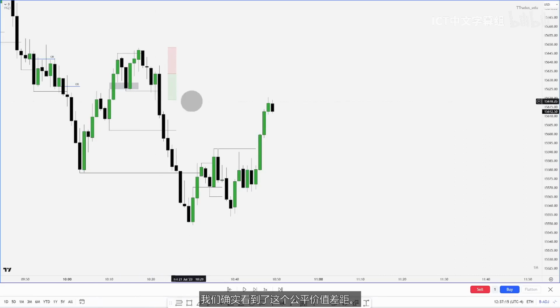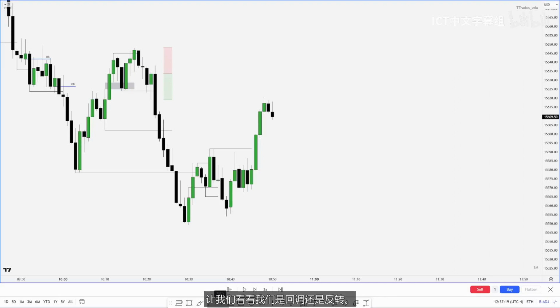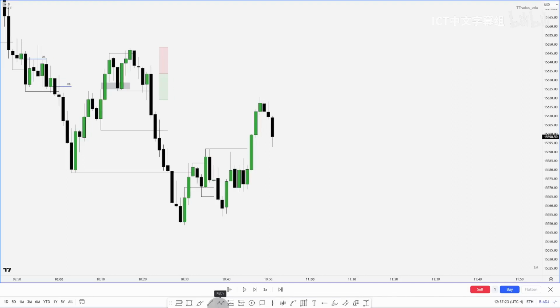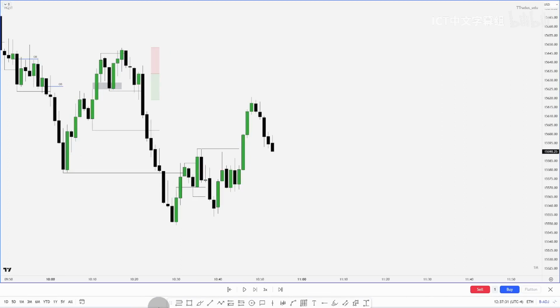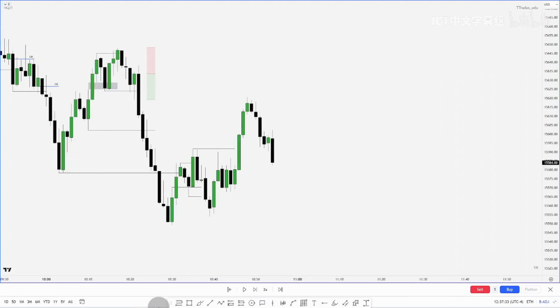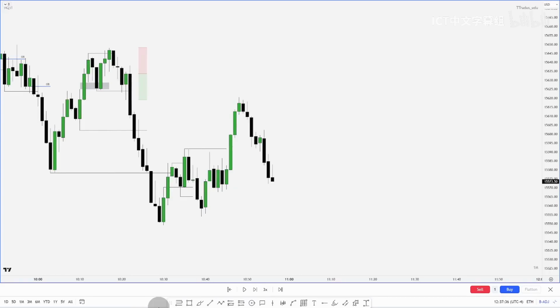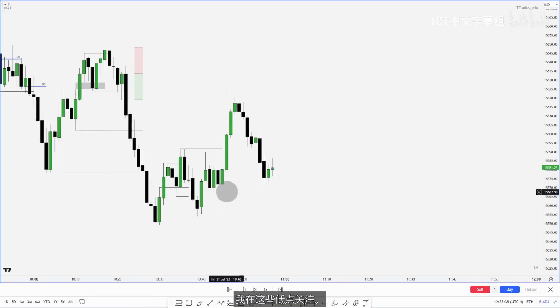We do see this fair value gap over here. Okay, let's see if we get retracement or if we get a reversal. So aggressive displacement out and displacement back in. I'd want to see it reach a little lower now. Now my eyes are over at these lows here, whether or not we take them.